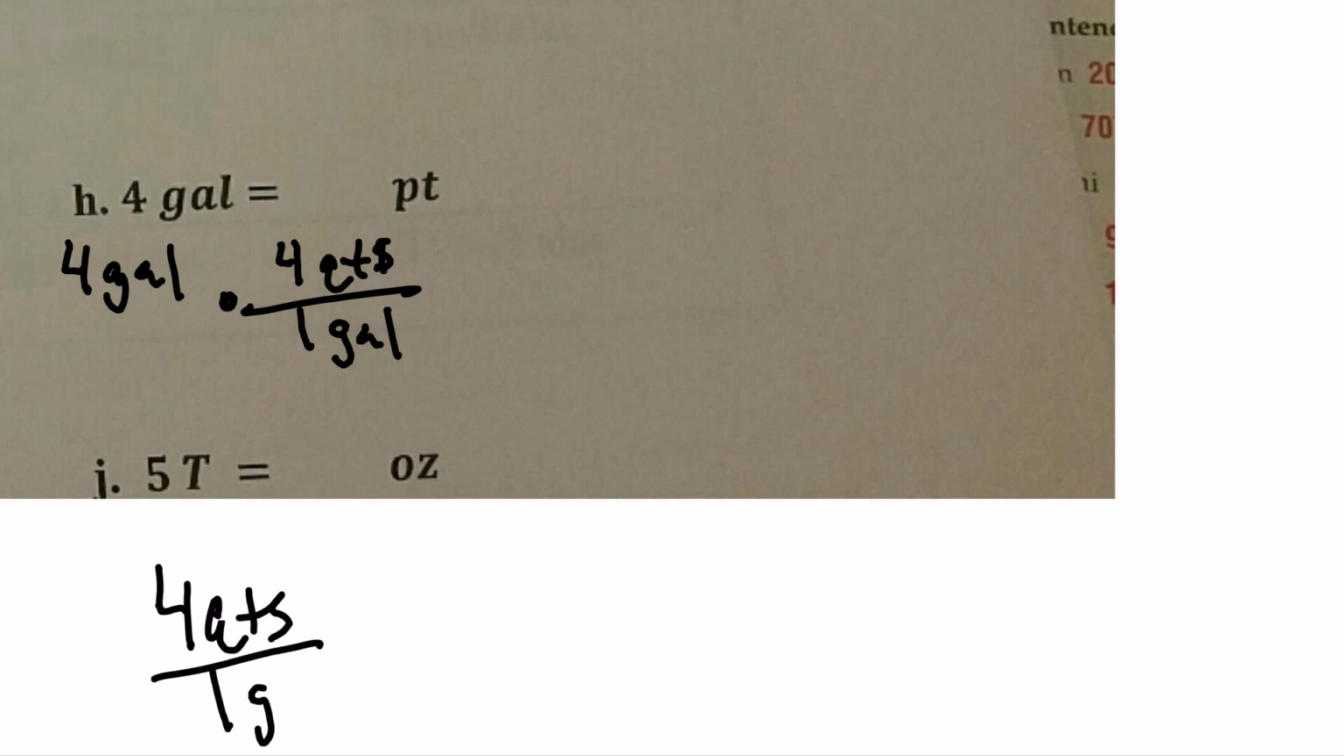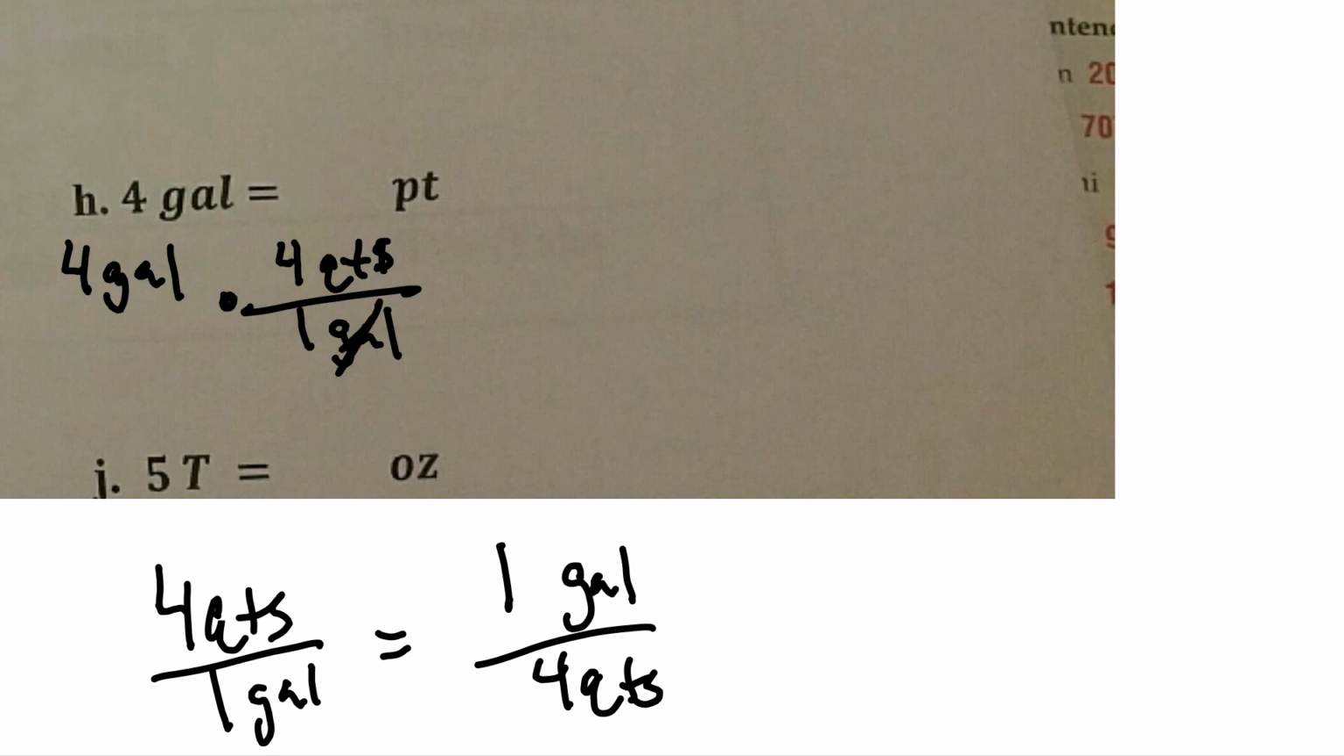I'm going to multiply by 4 quarts all over 1 gallon. Why do I put gallon on the bottom and not on the top? Remember, 4 quarts over 1 gallon is equal to 1 gallon over 4 quarts. But the reason I put the gallon on the bottom is I want them to be able to cancel. Now, I'm going to compare quarts and pints. So I'm going to put pint on top, and quart on the bottom, all right?